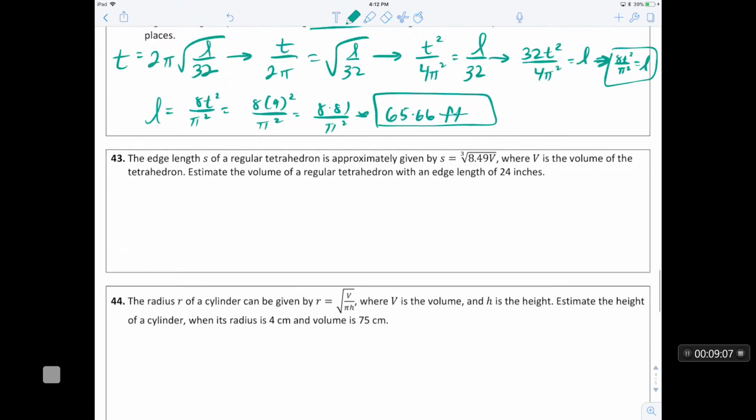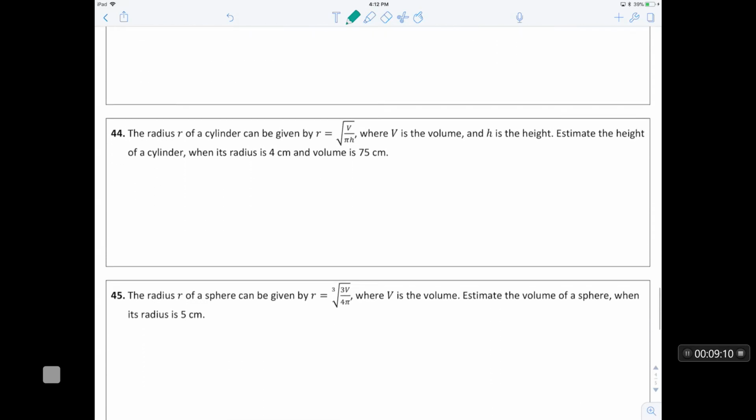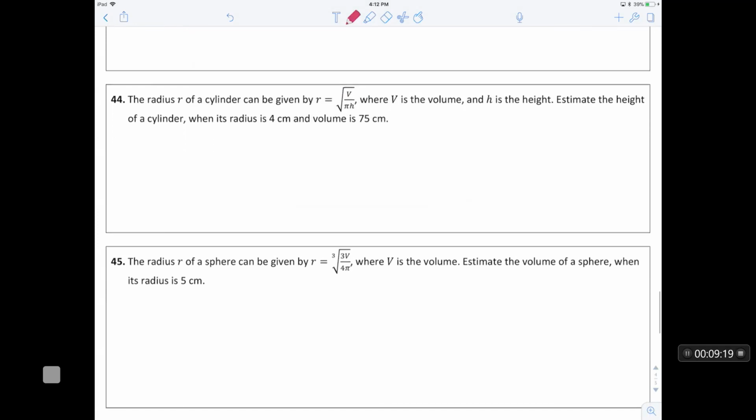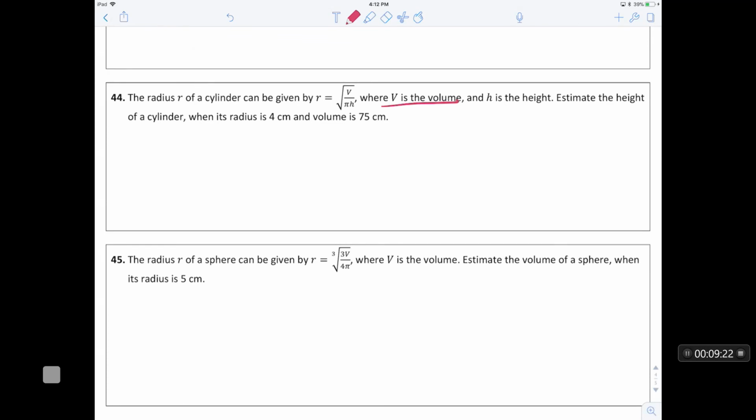Okay, now I'm going to choose to do number 44, even though it is a square root again, because there's an extra little step we have to do that we might not notice. Okay, so I know V and I will know R. Okay, so right here I know V. We are trying to solve for the height. Okay, so let's get height by itself, starting with R is equal to the square root of V over pi h. Okay, so first thing I need to do is square both sides. R squared is equal to V over pi h.